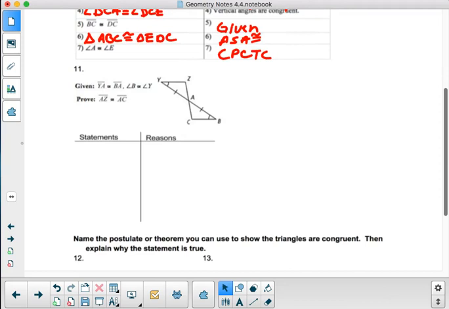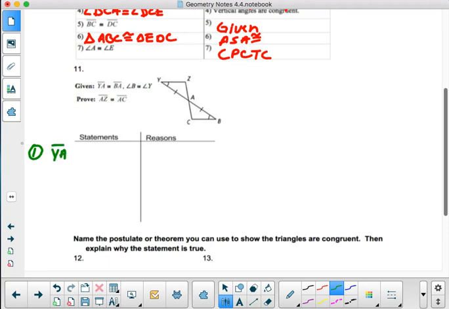Now I'm at my proof 11. I'm looking at writing down my given. Okay, so for this proof, I've got number 1: YA is congruent to BA, and angle B is congruent to angle Y. That's given.